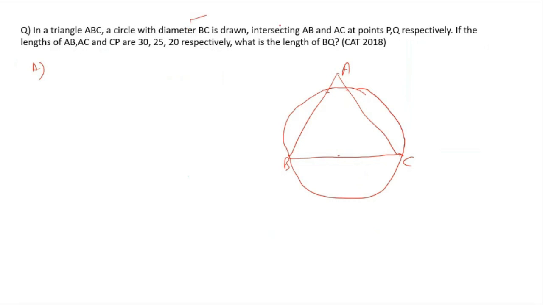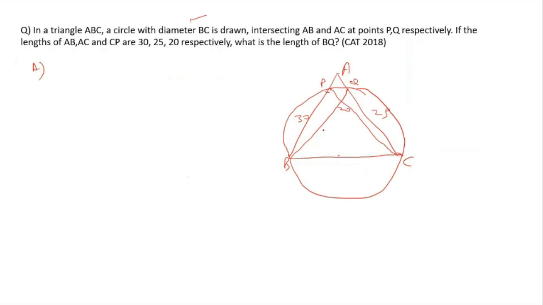So the length of AB is given as 30. AC is given as 25. CP is given as 20. Let's label P and Q. What is the length of BQ? So we are being asked for BQ.